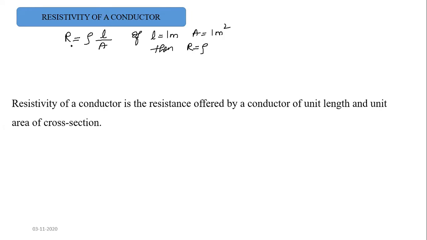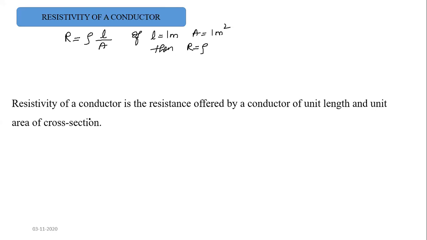The resistance is given by R is equal to rho into L divided by A. If L is equal to 1 meter and A is equal to 1 meter square, then R is equal to rho. That is, the resistivity of a conductor is the resistance offered by a conductor of unit length and unit area of cross section. The length must be 1 meter, and the area must also be 1 unit, then the resistivity is said to be the resistance of the conductor.